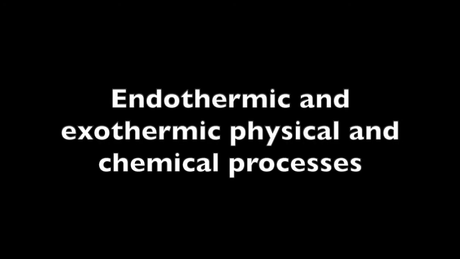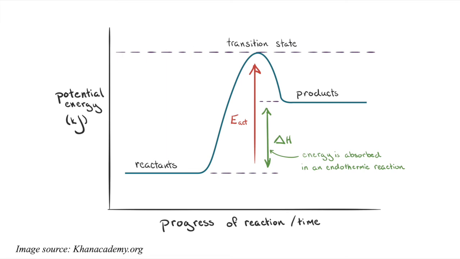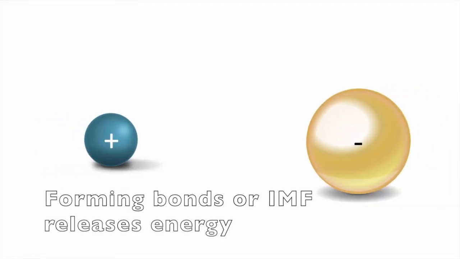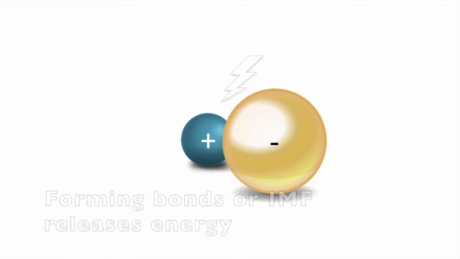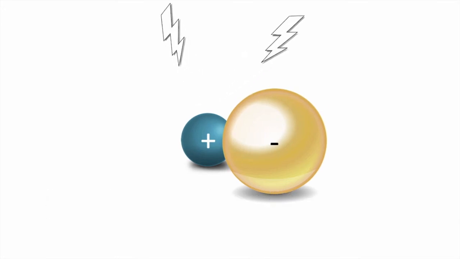Endothermic and exothermic physical and chemical processes can be described using energy diagrams. Breaking bonds or overcoming attractive forces always requires energy. Remember, it takes energy to break. And activation energy, which you've seen before, is the energy that's needed to break the bonds or overcome intermolecular forces. When you form bonds or as particles are drawn together by intermolecular forces, these processes usually release energy because forming bonds and attractive forces is energetically favorable.